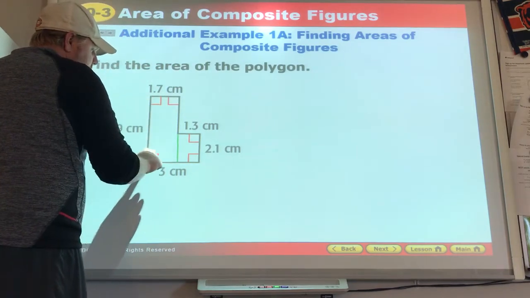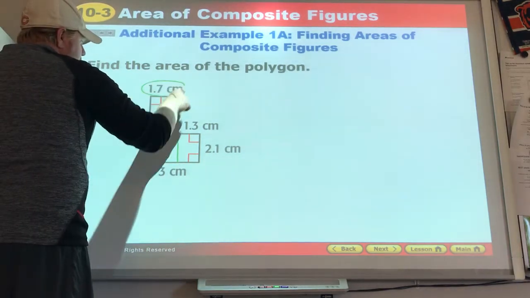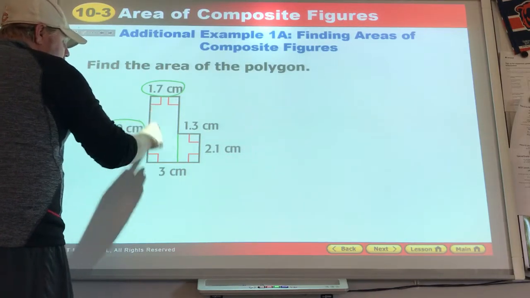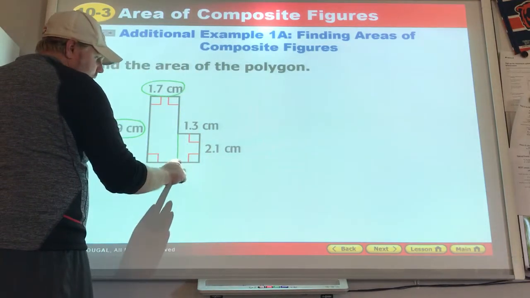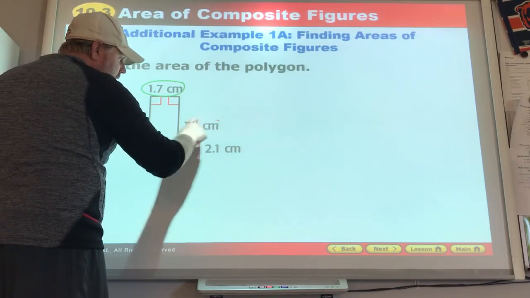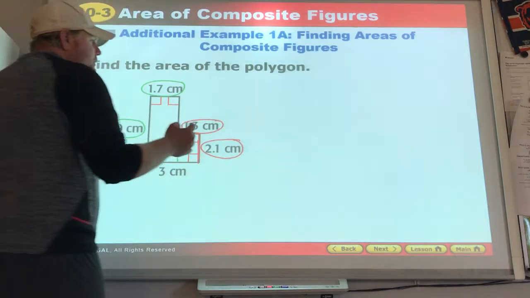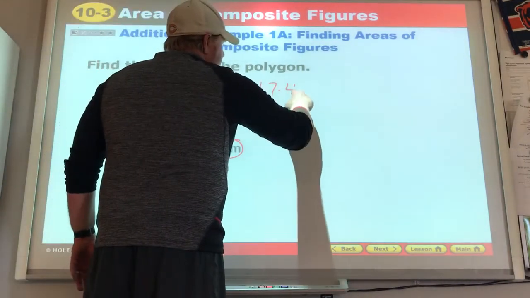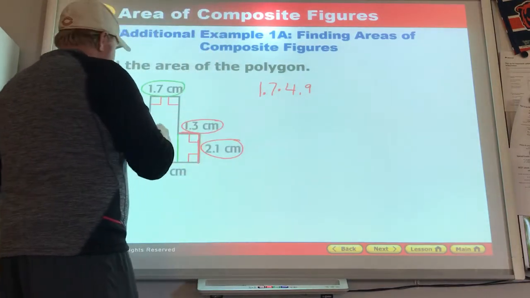I have this rectangle, and it's very important to remember which numbers to look at. This rectangle is 1.7 by 4.9. How do I find the area of a rectangle? I think I know that. Then I have this rectangle, 1.3 by 2.1. How do I find the area for a rectangle? Oh. So if I do 1.7 times 4.9, I can get the area for this rectangle.